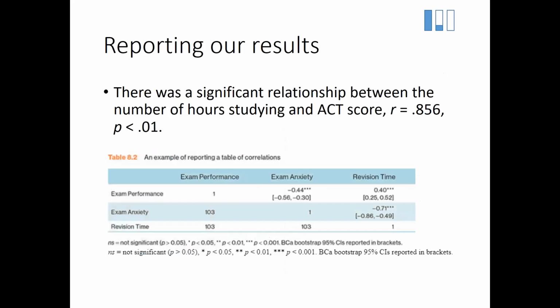So the way we write this up is, there was a significant relationship, and you can even say positive relationship, right? A significant positive relationship between the number of hours studying and ACT test score. R value is 0.856. P value is less than 0.01. This is the initial, right? The initial one.